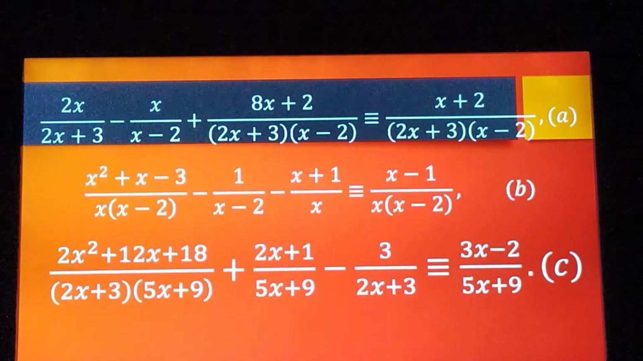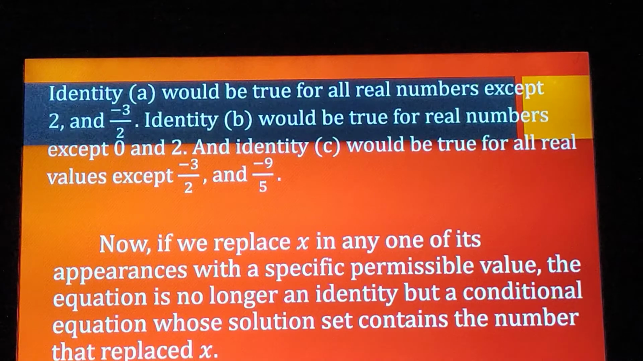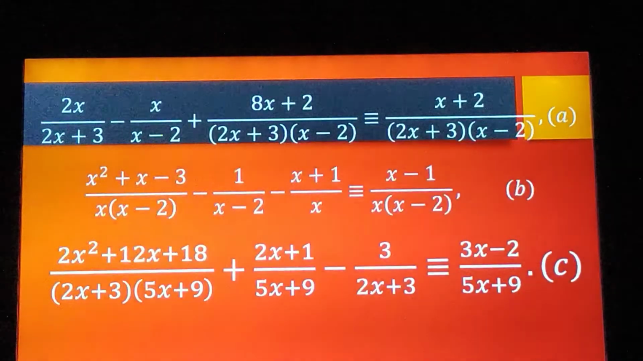Okay, so here we have three identities A, B, and C, and identity A would be true except for -3/2 and 2. Identity B would be true for real numbers except 0 and 2, and identity C would be true for all real values except -3/2 and -9/5. Let's look at them again.